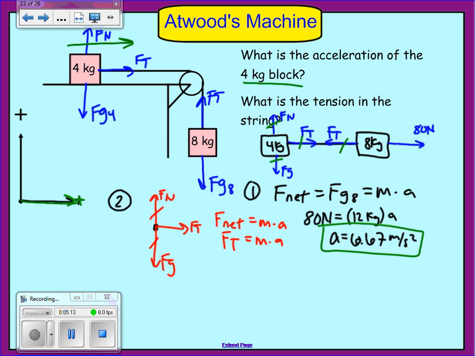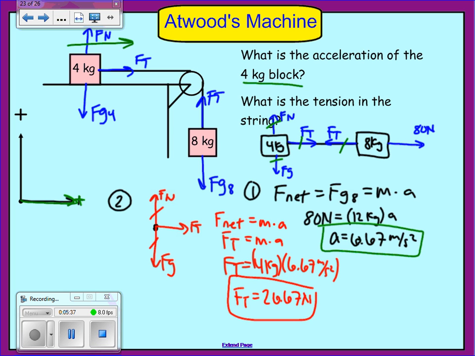So we don't have to worry about subtracting any vectors or anything like that for the force. There's just one. So the tension force is just equal to the mass, which is 4 kilograms, times its acceleration. We know its acceleration is positive. So 6.67 times 4 kilograms gives me a tension force of approximately 26.67 newtons. And notice it's positive, which makes sense because the tension force is pointing in the positive direction.